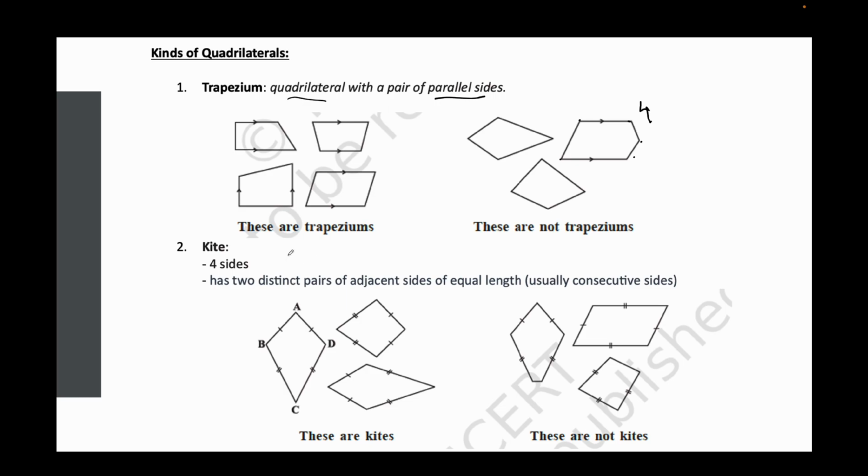Next we have the kite. A kite also has 4 sides. It is also a quadrilateral. It has 2 distinct pairs of adjacent sides of equal length, usually consecutive sides.